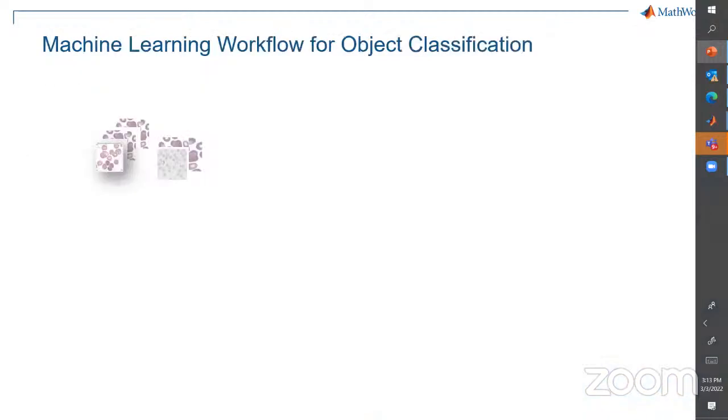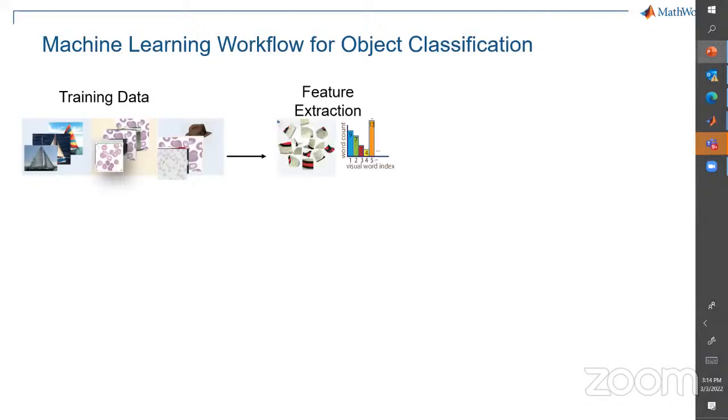Now let's look a little bit more into the details of these workflows. The first thing that happens in the machine learning workflow is we have a lot of images, which is termed as training data. From the training data, we extract features.